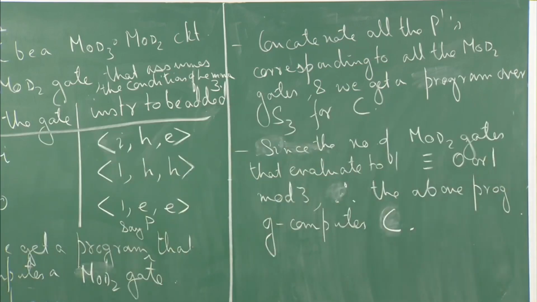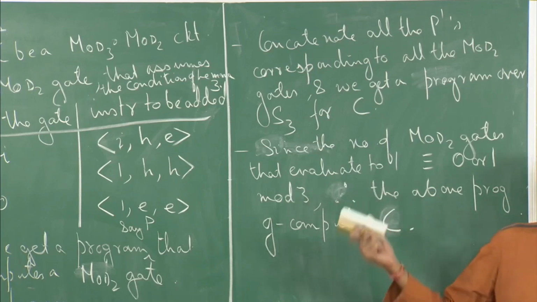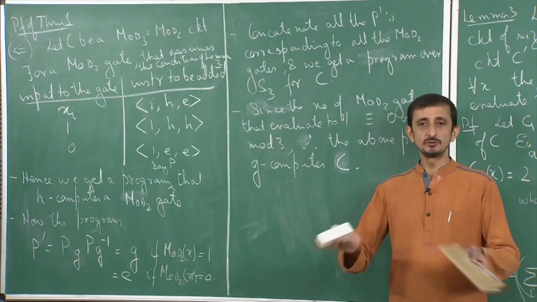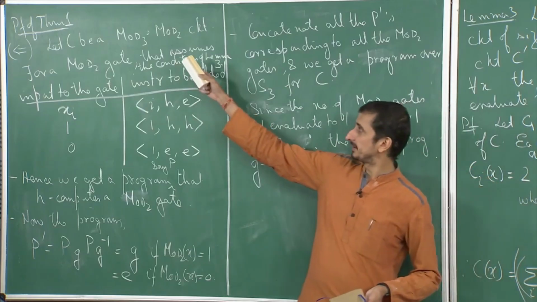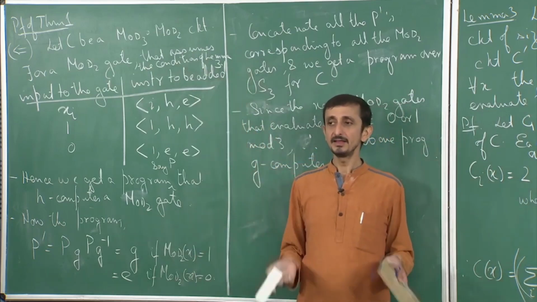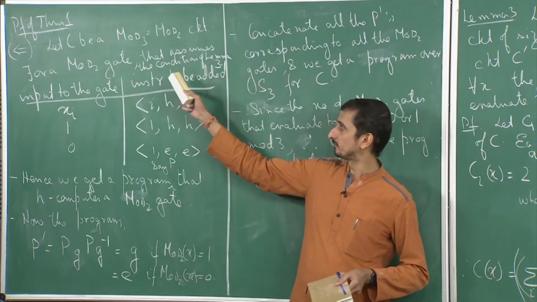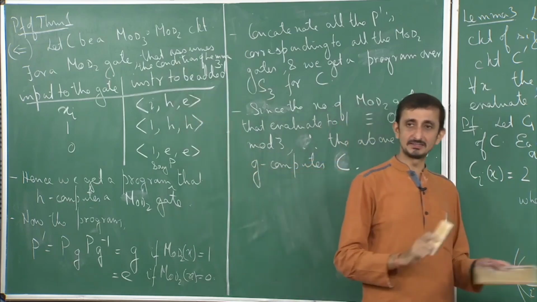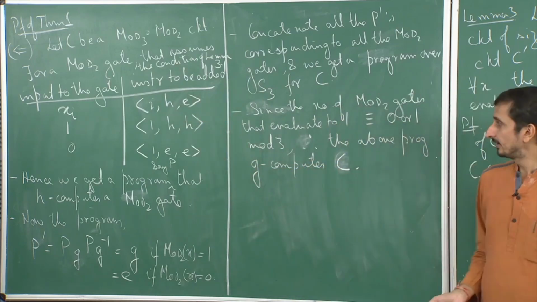So, any questions? Okay. So, essentially if you think of the proof, it consists of 3 parts. So, first, given a circuit, we assume that this condition of lemma 3 holds. Okay. So, essentially we blow up the size of the circuit and ensure that the number of mod 2 gates that evaluate to 1 is either congruent to 0 or 1.